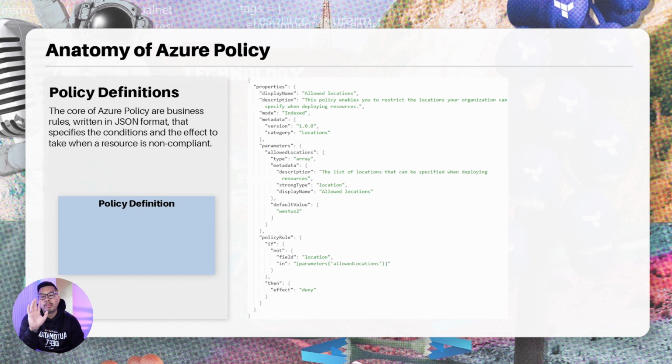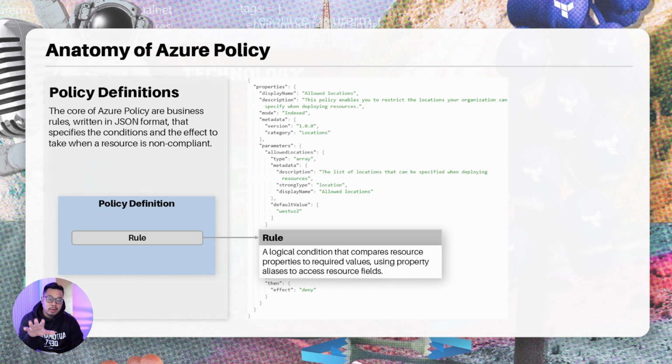This is pretty much the core of Azure Policy, and it's basically business rules written in JSON that specifies the conditions and the effect to take when a resource is non-compliant. If you look on the right here, this is pretty much what an Azure policy looks like. If we break down the core components of a policy definition, we'll start with the rule. The policy rule is a logical condition that compares resource properties to required values. This could be not having public access on. The example here is specific regions only.